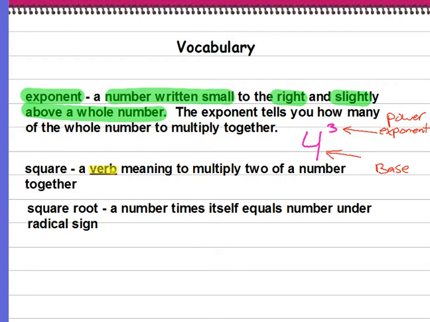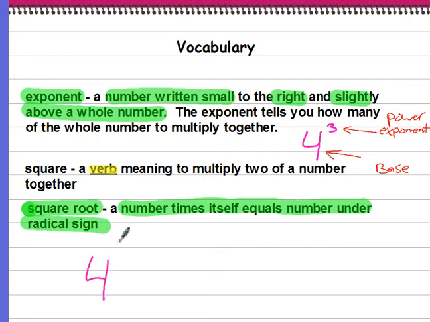Now a square root is kind of like the opposite of an exponent. It's really the opposite of a square. What we're trying to do with the square root is figure out what number times itself equals the number that is under the radical sign. Okay? So for example, we know that 4 squared is equal to 16 because that is 4 times 4.